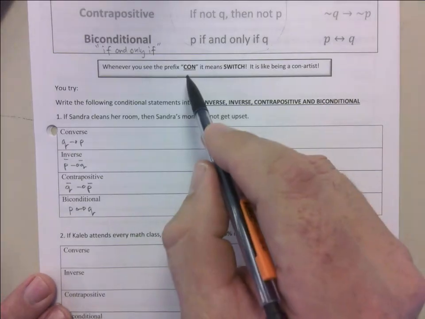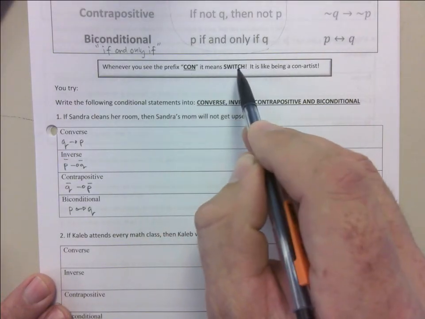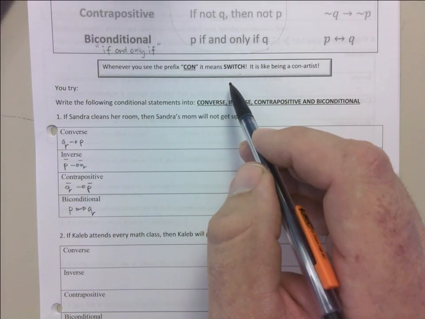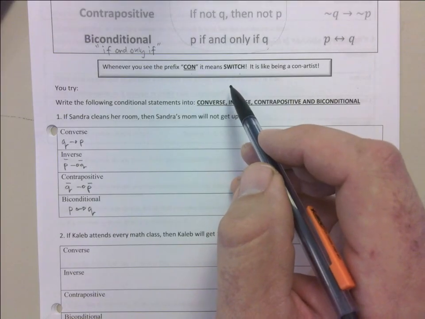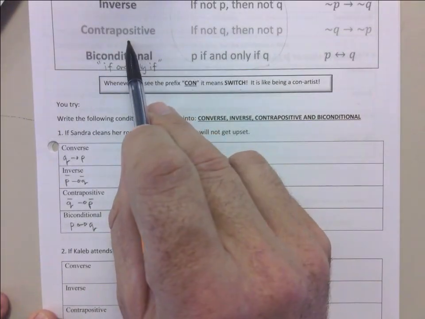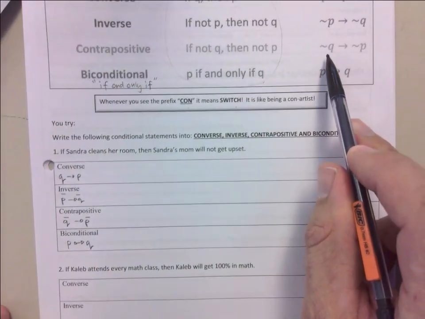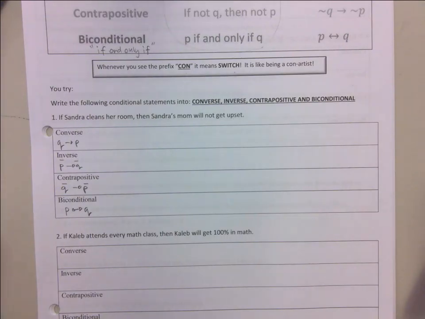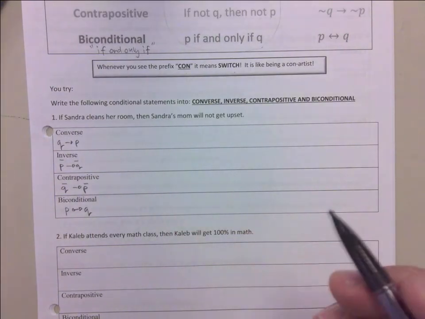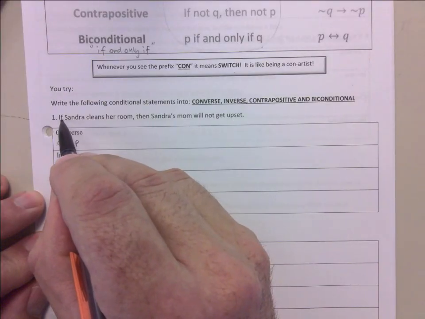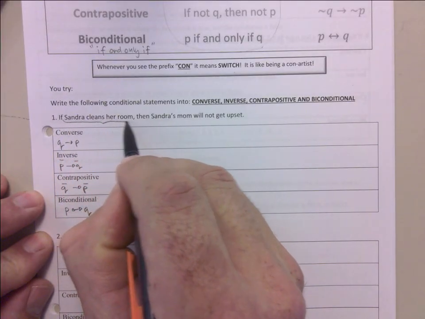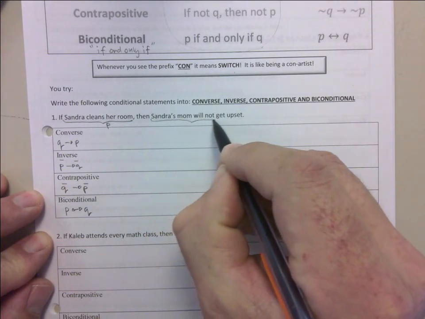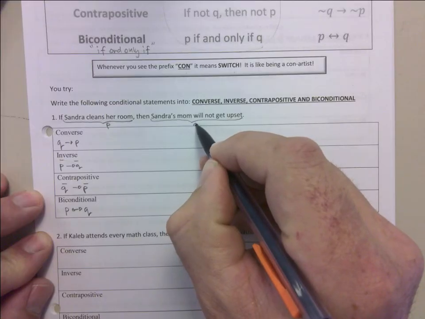Whenever you see the word "con," it means switch. Contrapositive, converse, right? You're flipping for sure. Except for contrapositive, you're also negating, right? So that's a bit different, but "con" means switch right away. So converse, first of all, let's figure out what P and Q is. If Sandra cleans her room, so that's P, then Sandra's mom will not get upset.